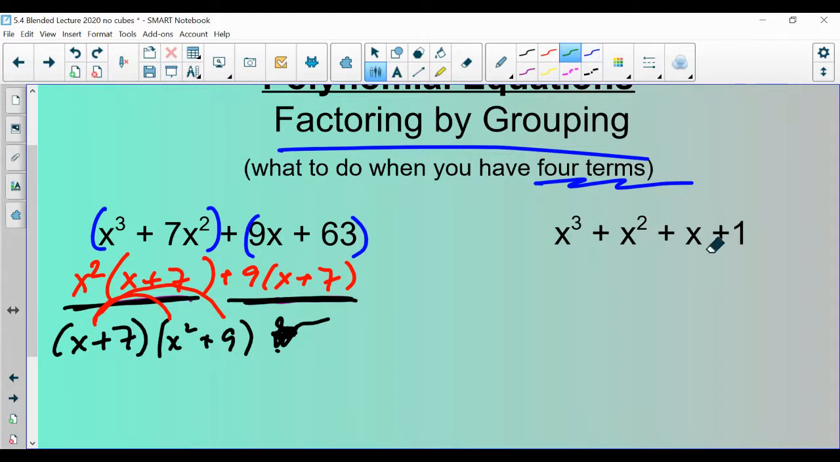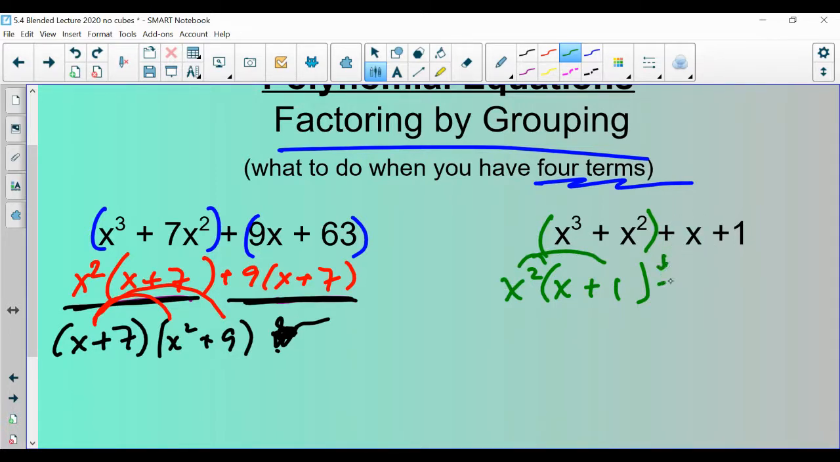Once again, this problem here has 4 terms. I know to think factoring by grouping. I'm going to group the first 2 together, and those have x squared in common. And if I'm going to take out an x squared, undo the distributive property, an x would have to go here, because if I were to distribute it back, x squared times x is x to the 3rd. And if I take out an x squared here, I would be left with a 1 there, right? X squared times 1 would give me that x squared.